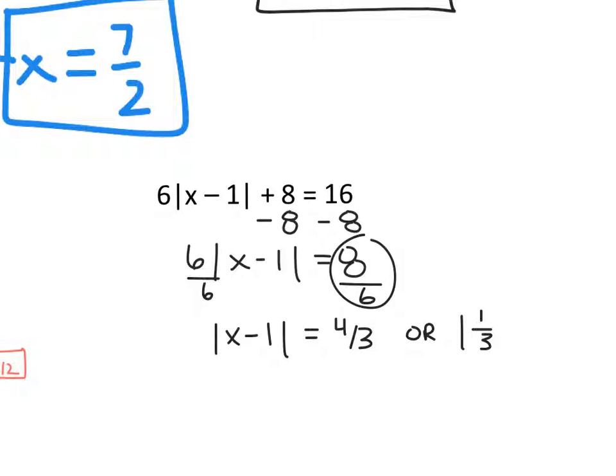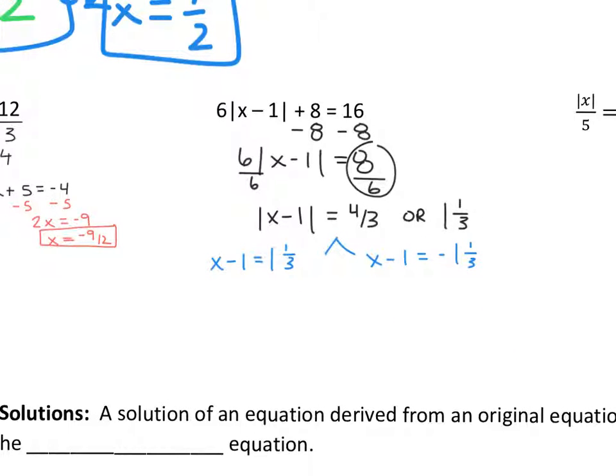So two equations. I have x minus 1 could be +1 and 1/3, or x minus 1 equals -1 and 1/3. So adding 1 to each side gives me x could be 2 and 1/3, or add 1 to each side, x could be -1/3.